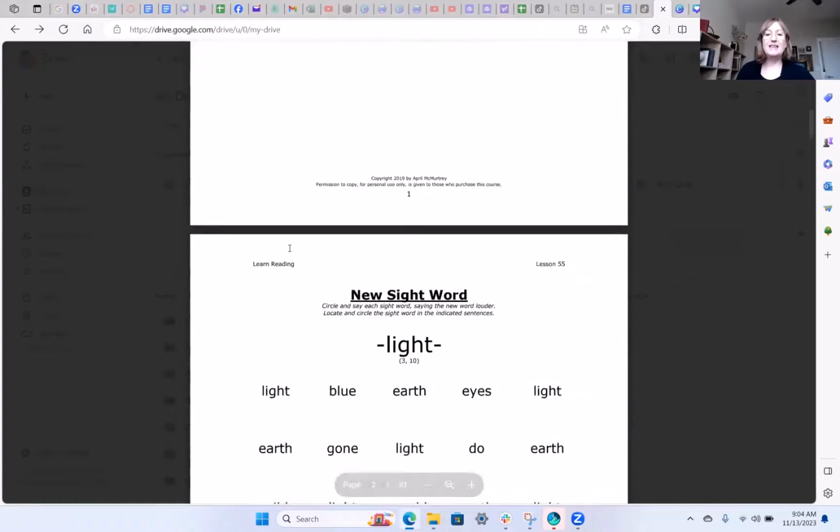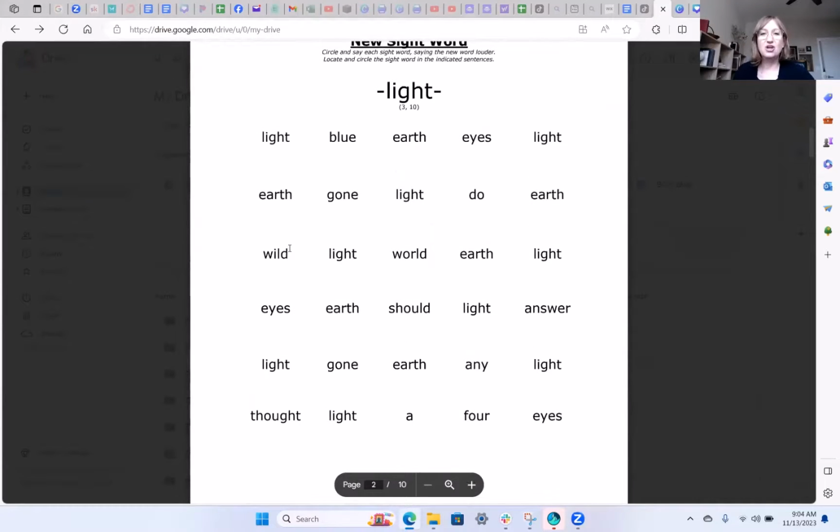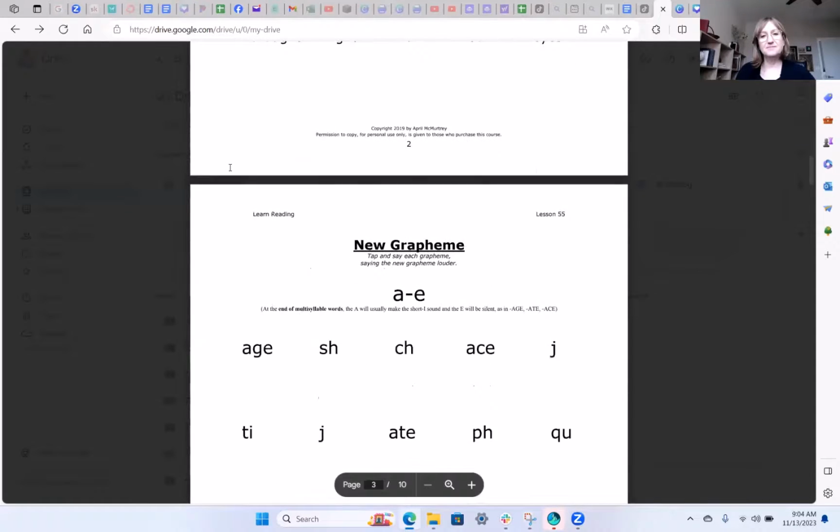So today we will be on lesson 55. Our sight word is light, L-I-G-H-T, light, as in the opposite of dark. So here is a sight word page for you to practice reading these irregularly spelled words.